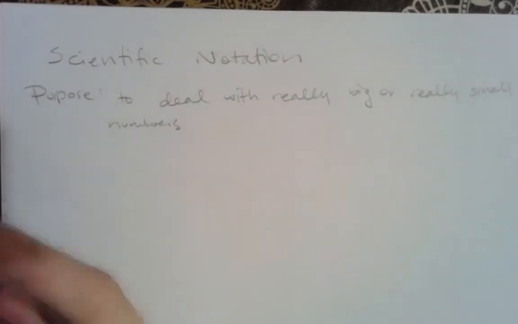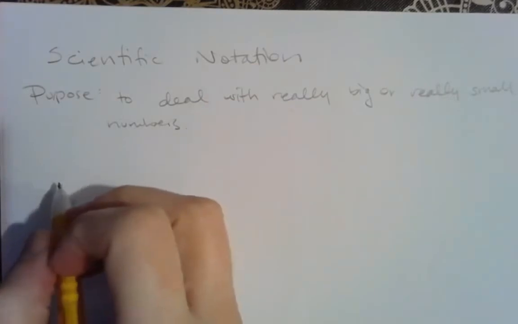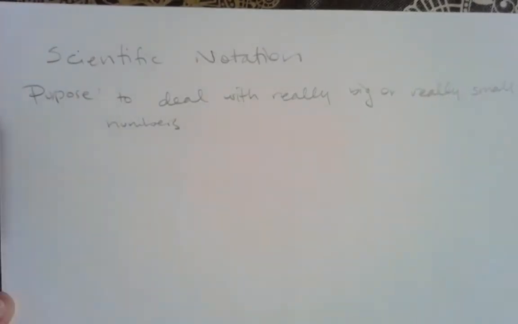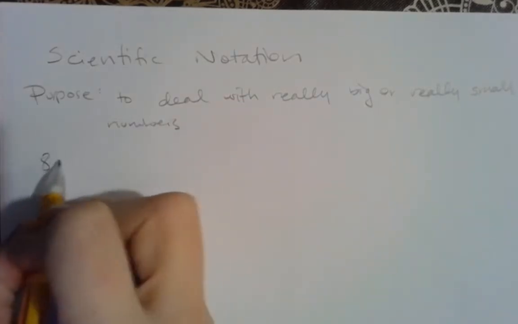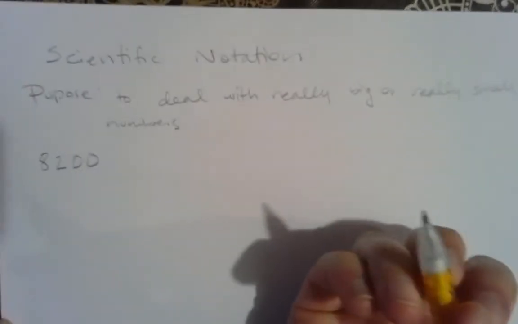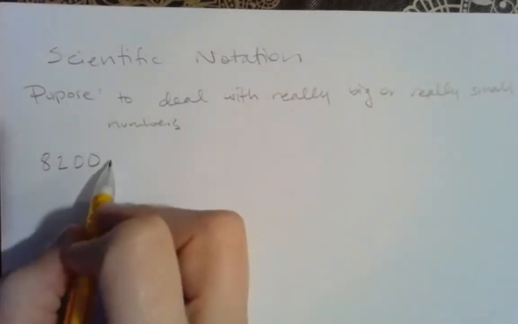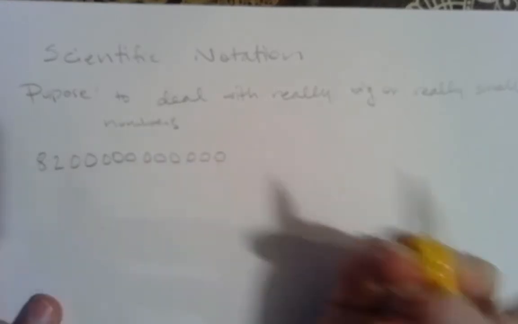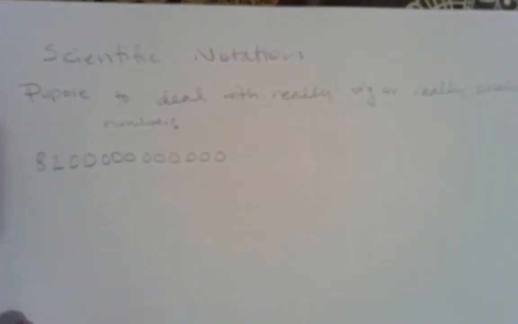Okay, so to deal with really big or really small numbers, what you're doing in scientific notation is you're condensing the place values into an exponent of 10. So let's say you've got 8,200, just 8,200, great. And let's give you some more zeros so that you can see the magic of the scientific notation deal.